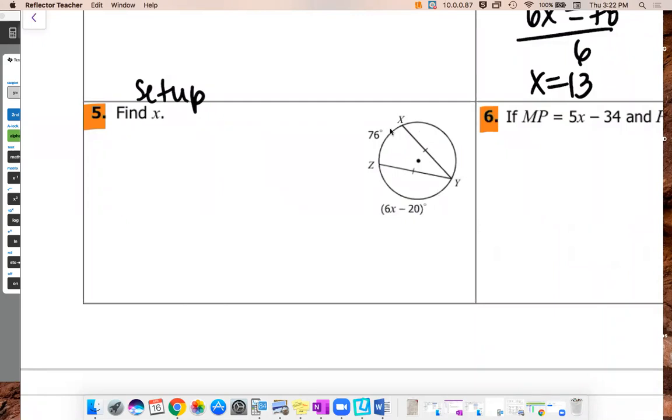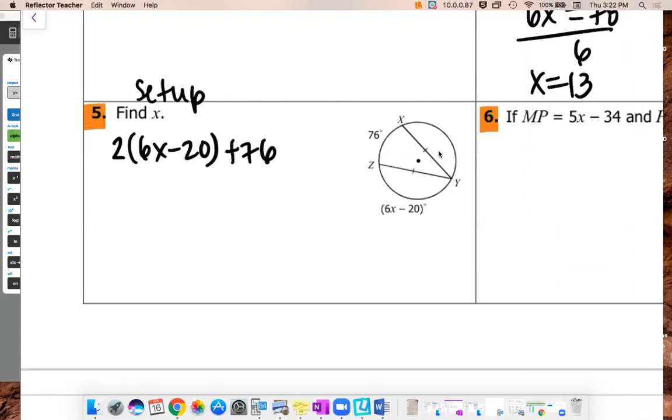And then they give us that this is 76, and I'm just trying to solve for x. So I can see that I really could make this whole circle into an equation. I know that there's really going to be two of the 6x minus 20s because those two arcs right here are congruent. And then I also have a plus 76. Now that includes the entire circle.